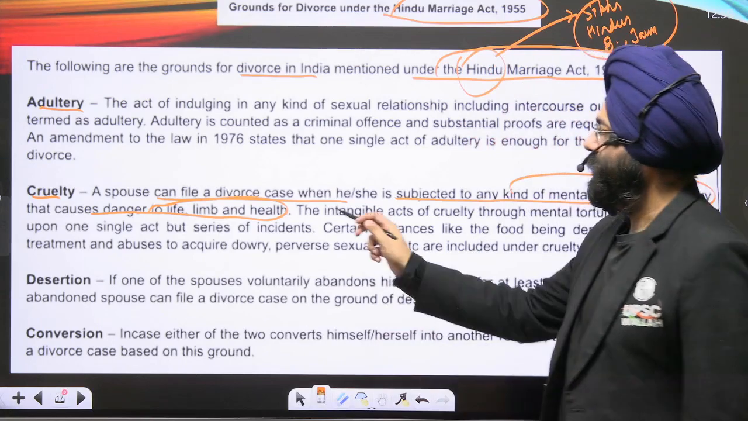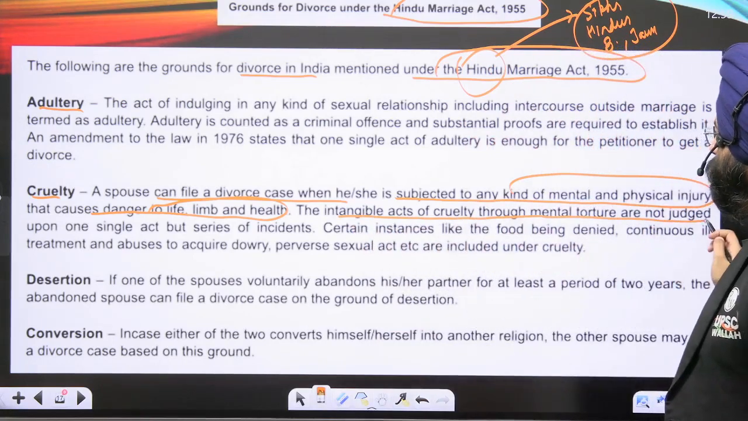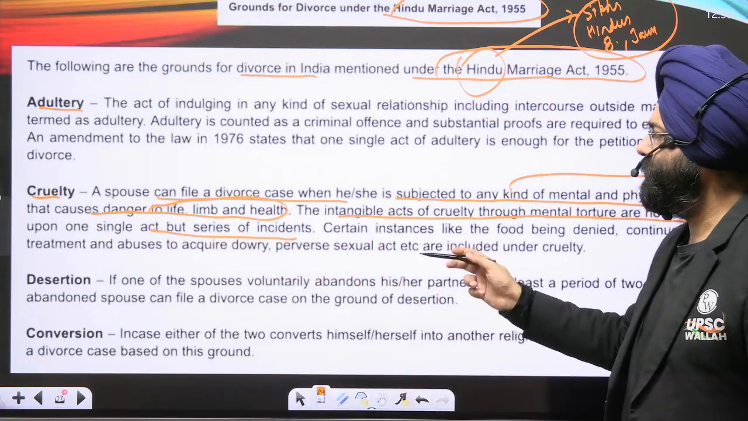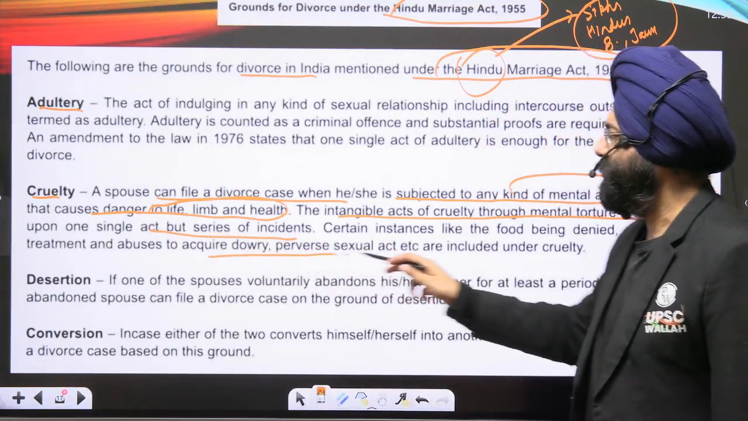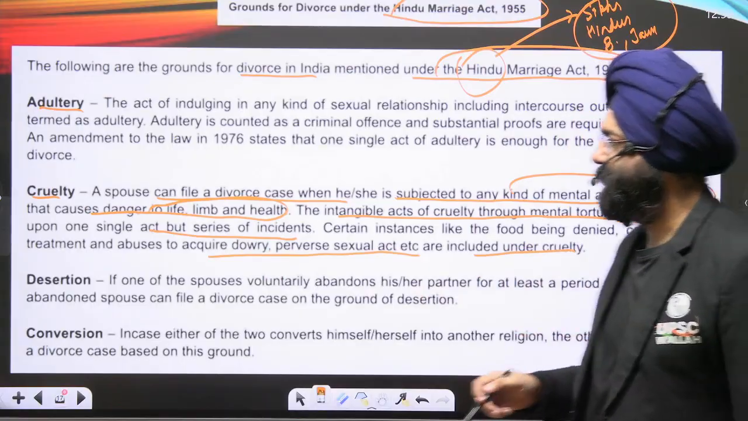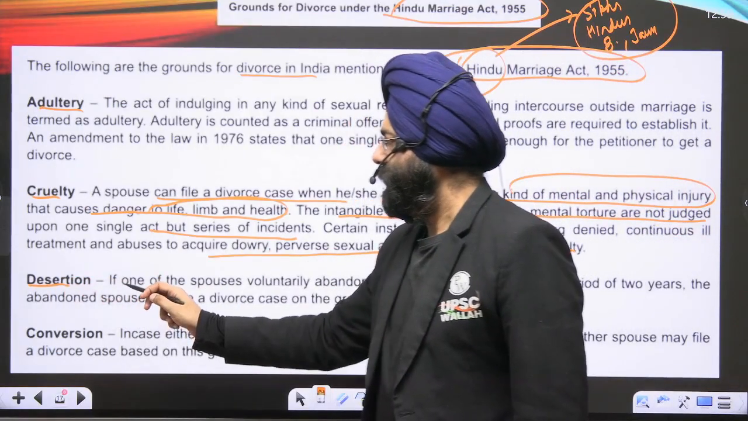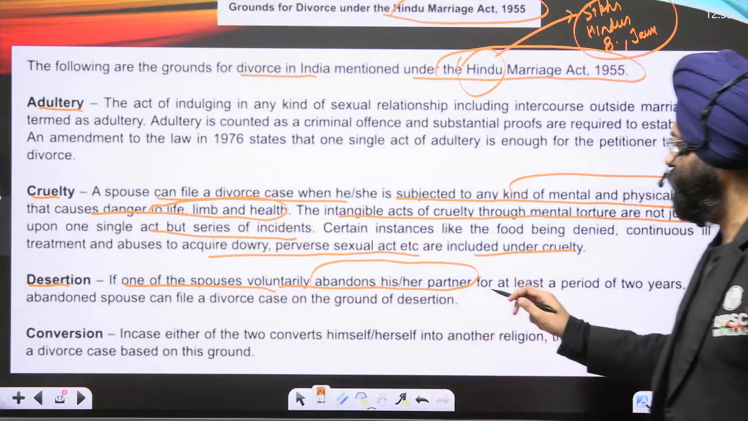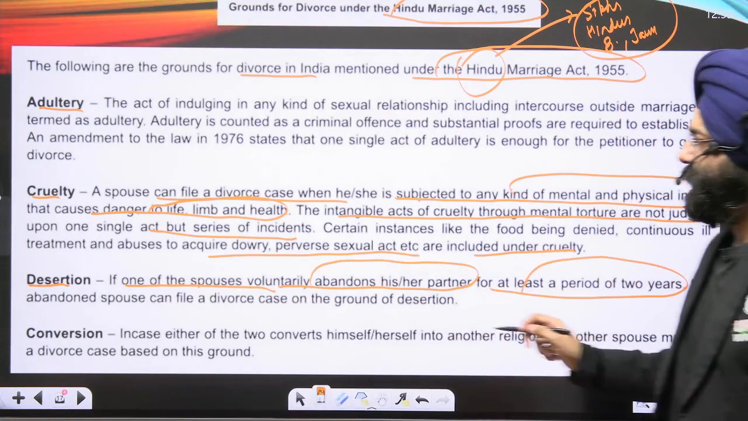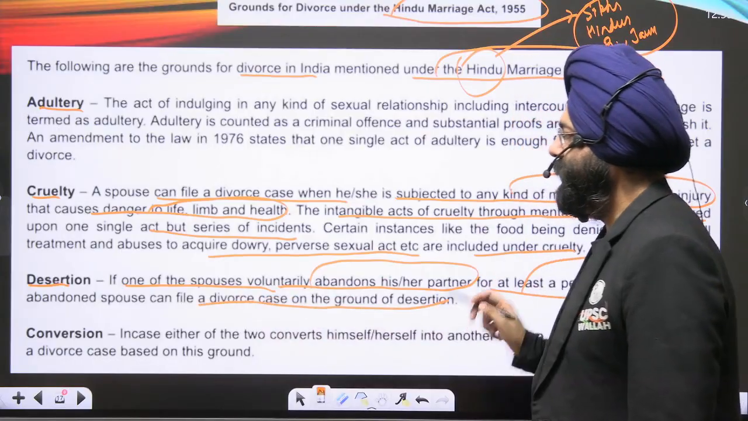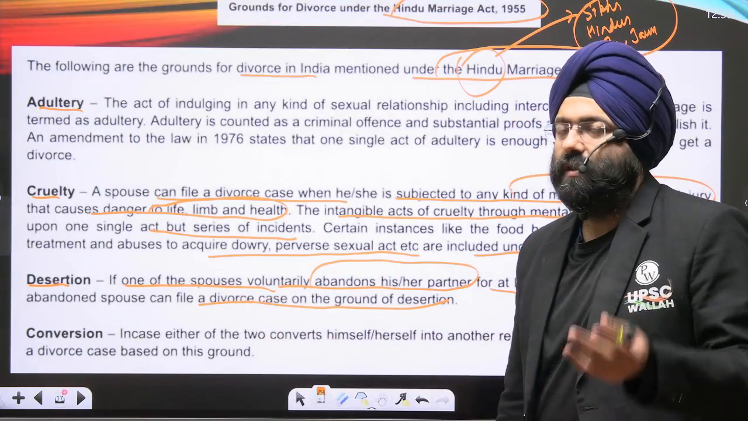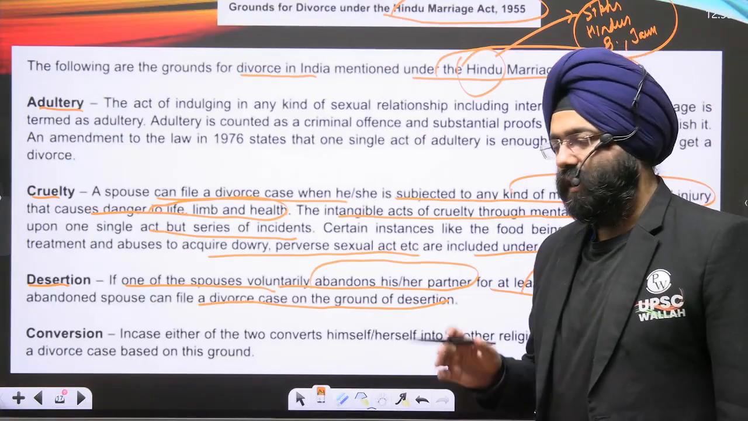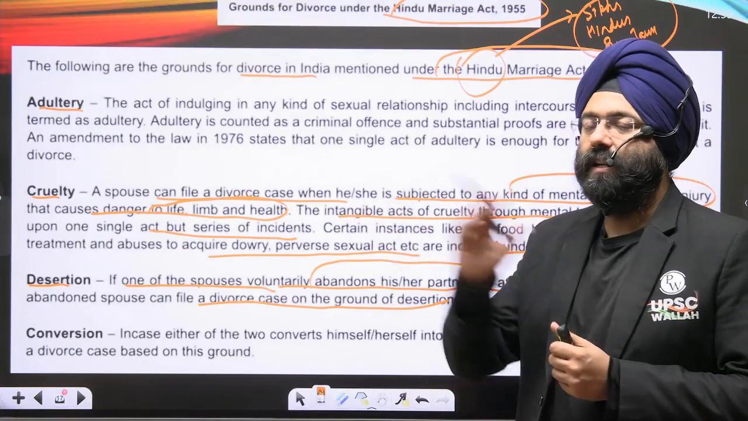Intangible acts of cruelty through mental torture are judged not upon a single incident but a series of incidents. Certain instances like, let us say, dowry and sexual acts are included under cruelty. Desertion. If one of the spouses voluntarily abandons his or her partner for at least a period of 2 years, the abandoned spouse can file a divorce case.